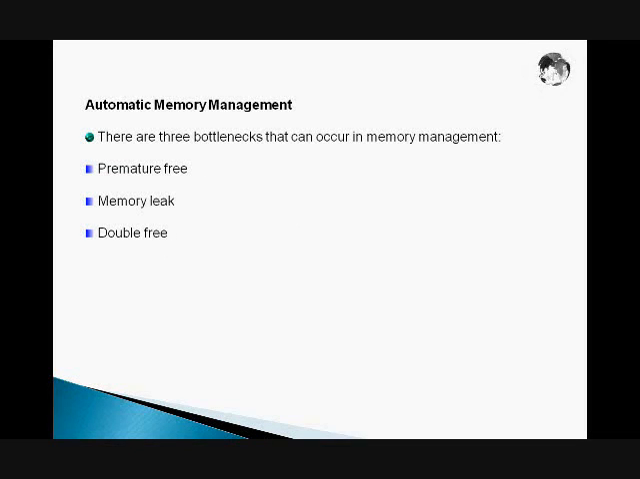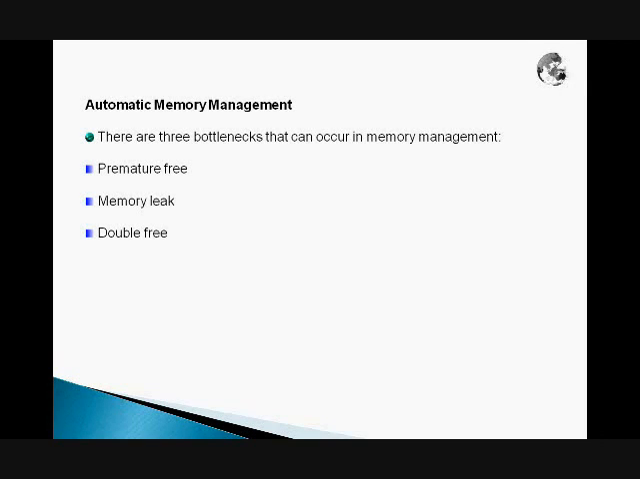Automatic memory management. Artificial intelligence systems use data structures that require frequent allocation and deallocation of memory. As a result, these systems require dynamic search techniques that can allocate and deallocate memory frequently. There are three bottlenecks that can occur in memory management.